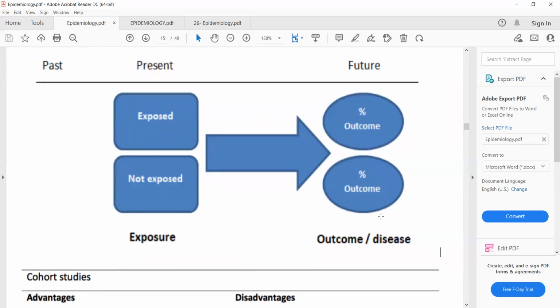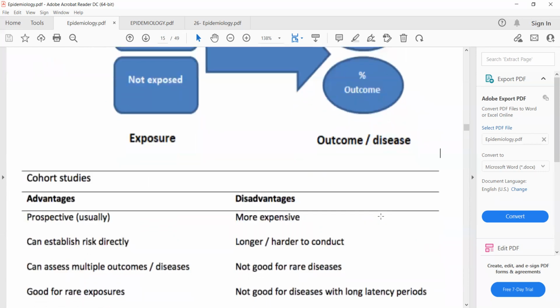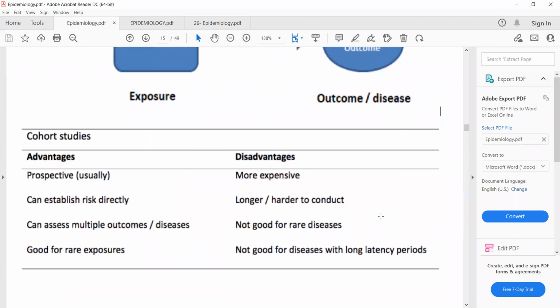Cohort studies are mostly prospective. Retrospective cohort studies are done, but very rarely. So when we talk about cohort studies, we will be mostly talking about prospective cohort studies. The advantages of prospective cohort studies are that it can establish a risk directly, and can assess multiple outcomes or diseases, because a certain risk factor such as smoking can cause multiple diseases.